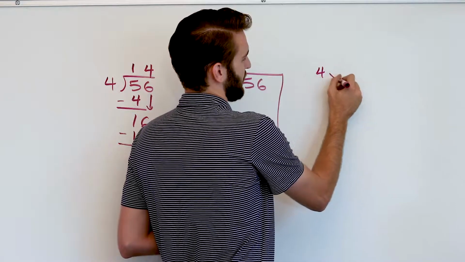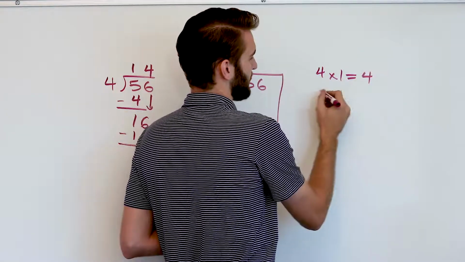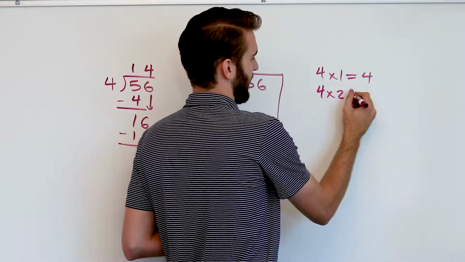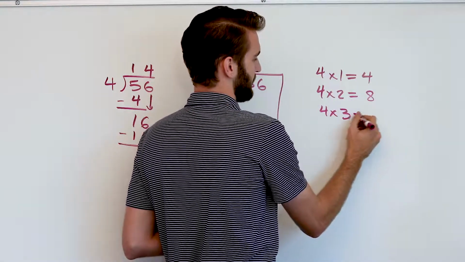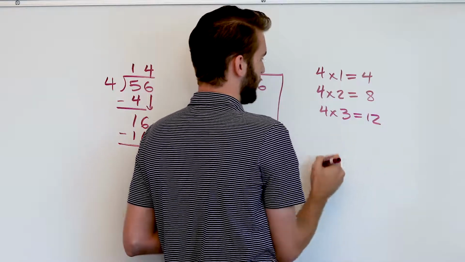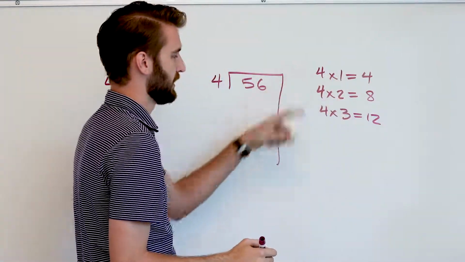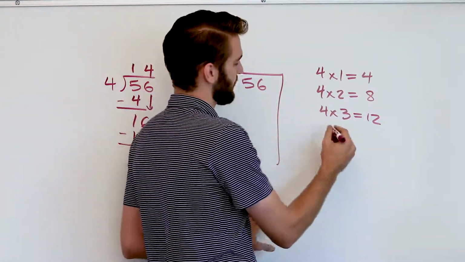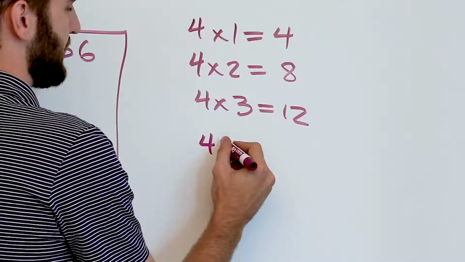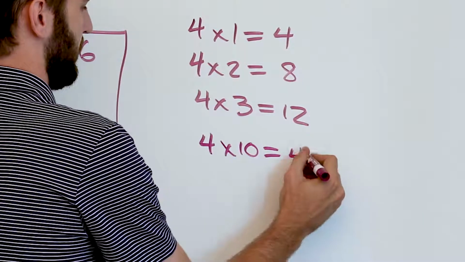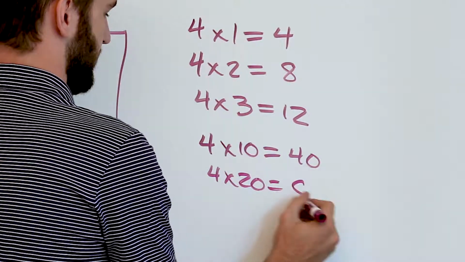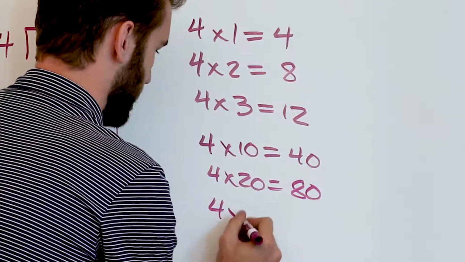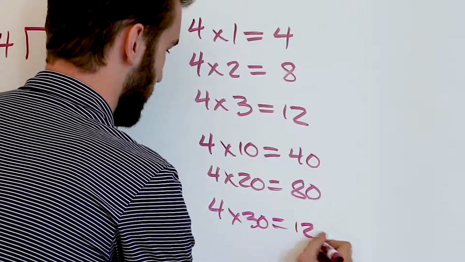So we're going to go over here and kind of, for our reference, keep track of a couple different star players, multipliers of 4. So we're going to do 1, 2, and 3: 4 times 1, 4 times 2, and 4 times 3. And then we're also going to do 4 times 10 is 40, 4 times 20 is 80, and 4 times 30 is 120.